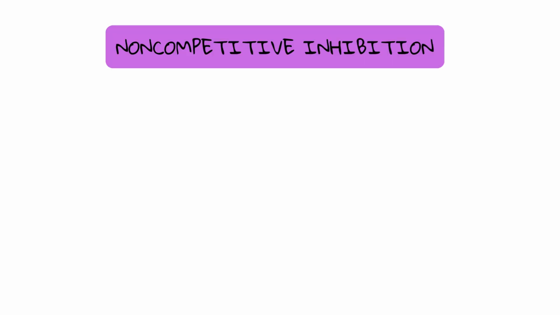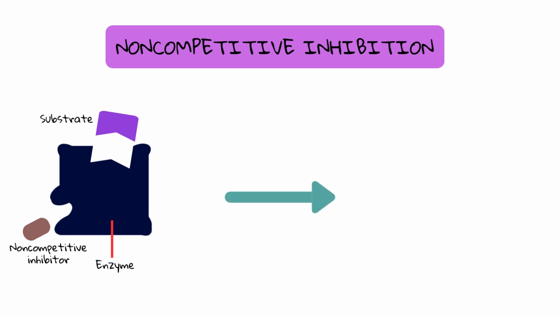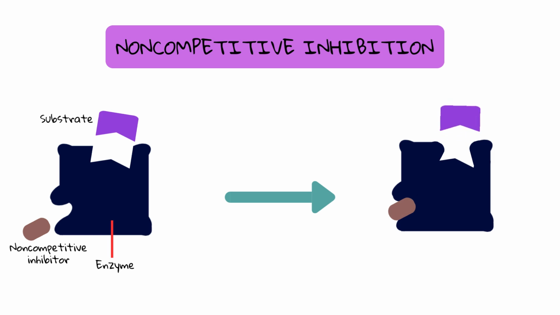The second type of reversible inhibition is non-competitive inhibition. In this case, there is no competition between the substrate and the inhibitor because a non-competitive inhibitor has a different shape from the substrate. The non-competitive inhibitor binds to the allosteric site of the enzyme. When the inhibitor binds to this site, it alters the conformation of the enzyme's active site, preventing the substrate from binding and therefore stopping the formation of the enzyme-substrate complex. As a result, no products are formed and the rate of reaction decreases.